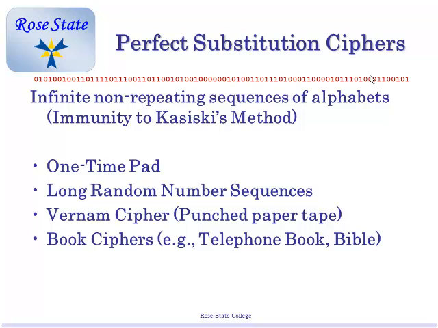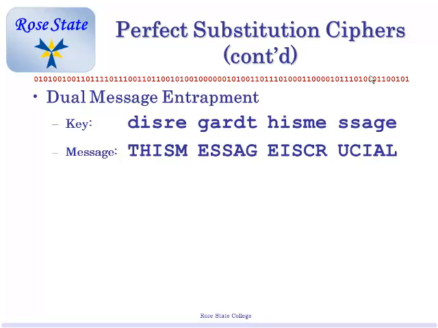Okay. Or a Vernam cipher, which is punched paper tape. In other words, it's a very long tape that's non-repeating. Or a book cipher, like the Bible or the telephone book or something like that. So this stuff is immune to Kasiski, because what are we looking for in Kasiski? Repeating patterns. Well, if there's no repeating patterns, we're done. The Kasiski method will not work. Okay? All right.